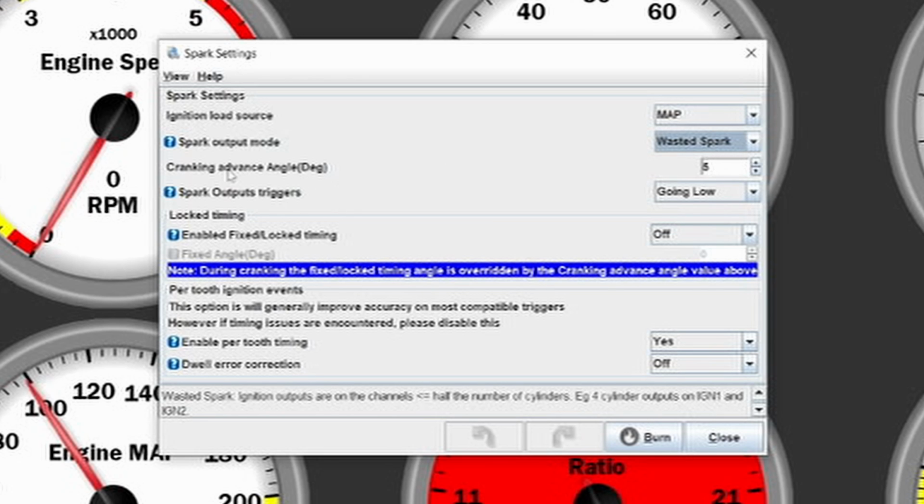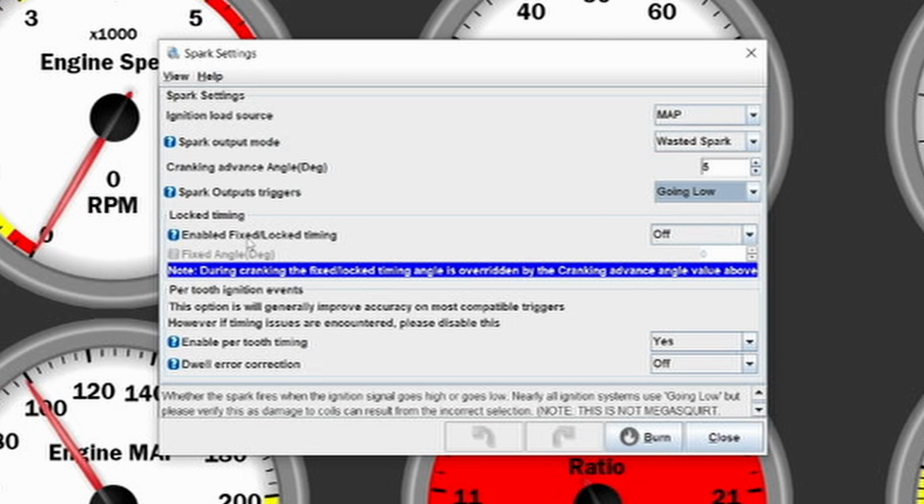Cranking advance angle would be the ignition angle that the engine uses while cranking. I would recommend somewhere between 5 and 10 degrees, depending on how well the engine is cranking and starting. You'll have to experiment with that. Spark output triggers is most of the time set to going low and not going high. This also depends on your setup and on the engine.